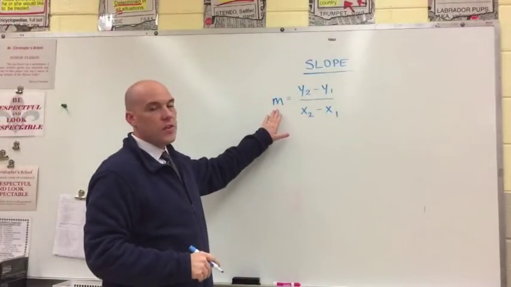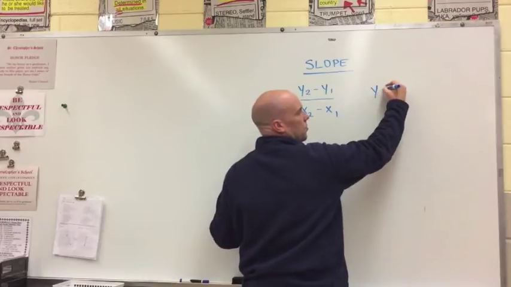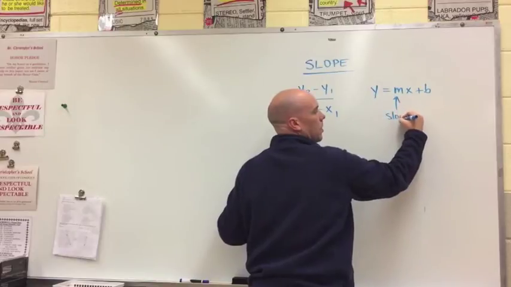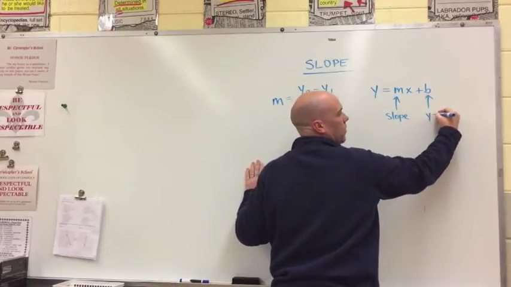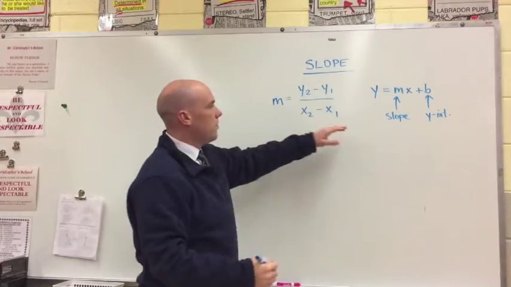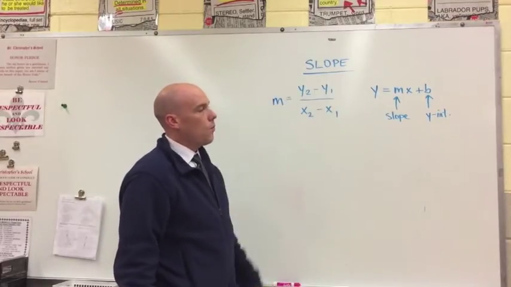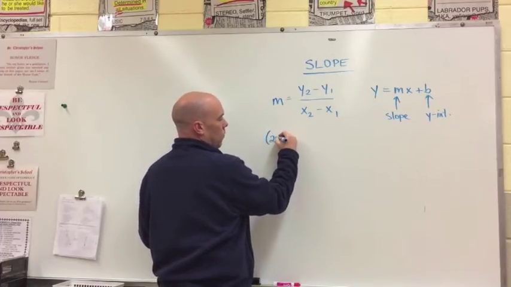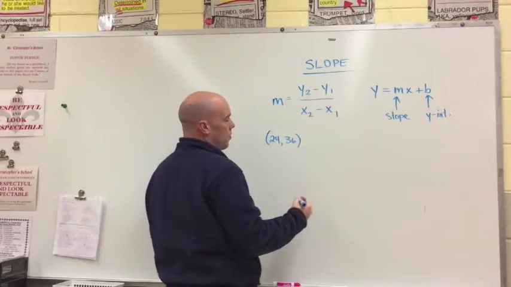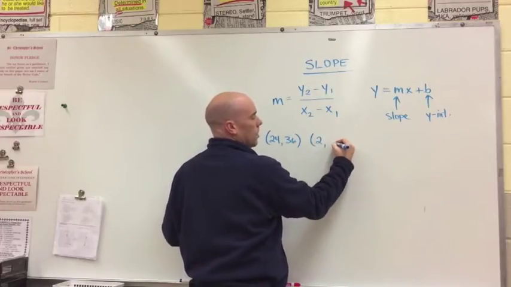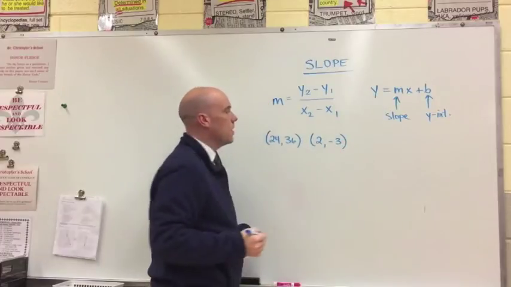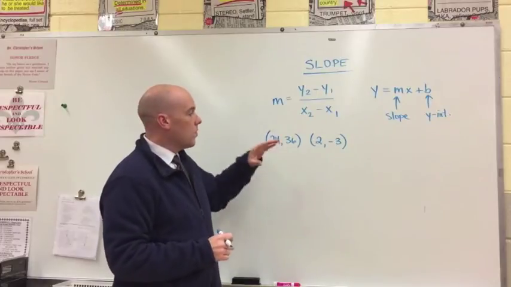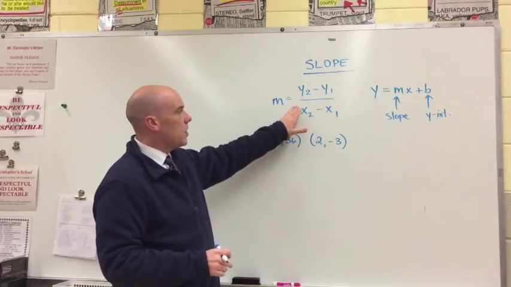So this formula, m stands for slope, and you're familiar with that from the equation y equals mx plus b. You know that m is slope, and you know that b is y-intercept. It's very easy to find slope with this formula if it won't fit on a graph. So for instance, if I had these numbers, the first point being 24, 36, and the other point being 2, negative 3, this is going to be very difficult to put on a graph and to count up and over. It would take too much time. So it's very easy to take this information and plug it into this equation.